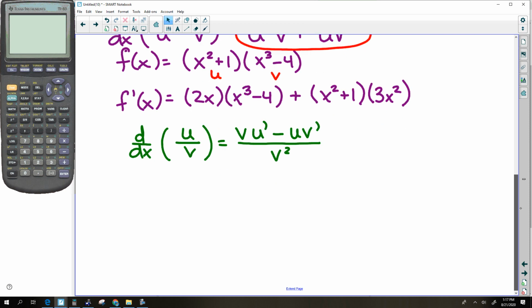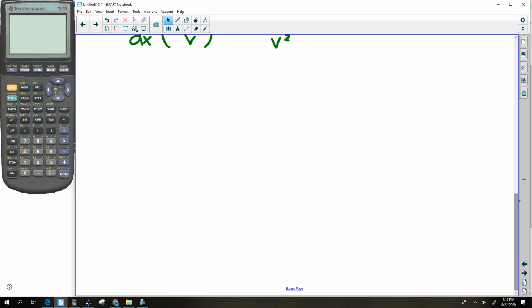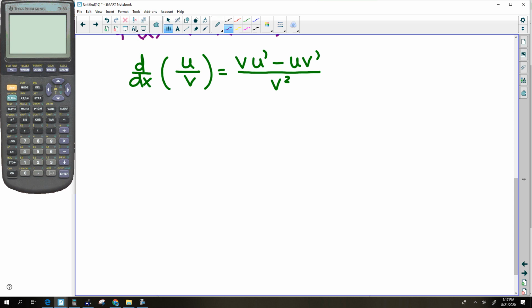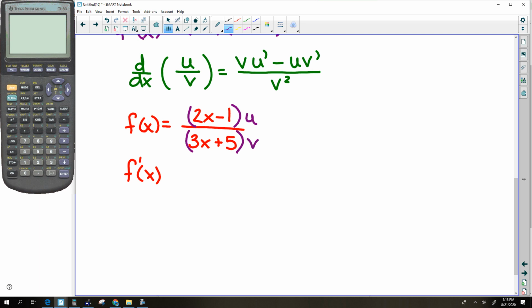Let's see if I can construct a quick example out of this one. Let's say that I have 2x minus 1 divided by 3x plus 5. Something like that. So, what is the derivative? Okay, so again, think of this as u, and think of this as v.